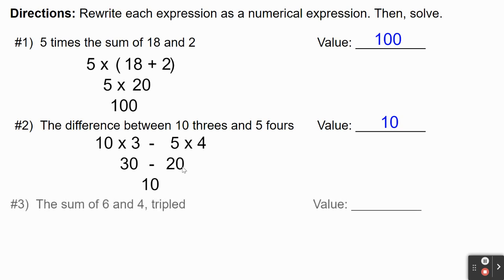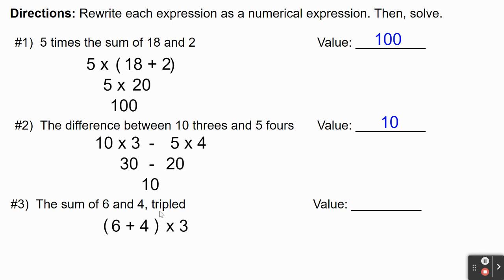Now let's try number 3. The sum of 6 and 4 tripled. So the sum, like we said before, is the answer to an addition problem. So we know we're going to be adding 6 and 4. We're going to be tripling that answer. So to make sure that we're going to triple the answer to 6 plus 4, we need to put 6 plus 4 in parentheses. We're going to be tripling it, which means multiplying by 3.